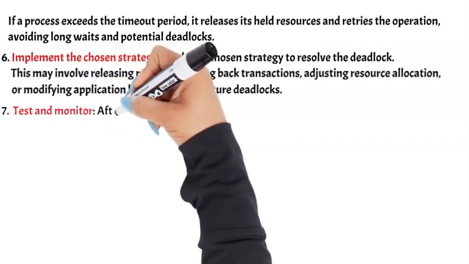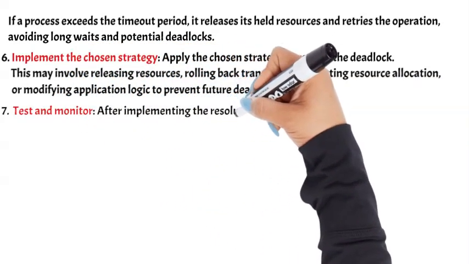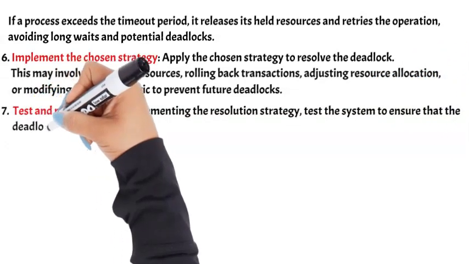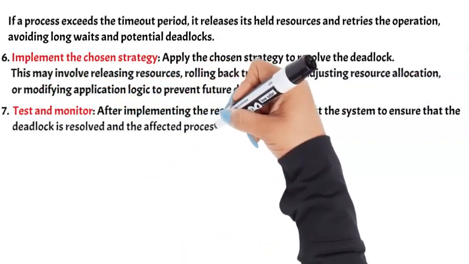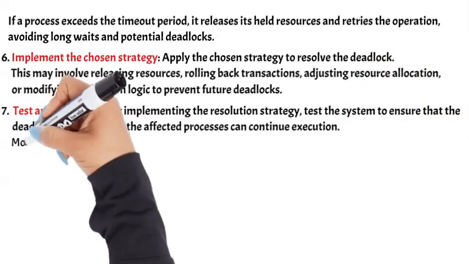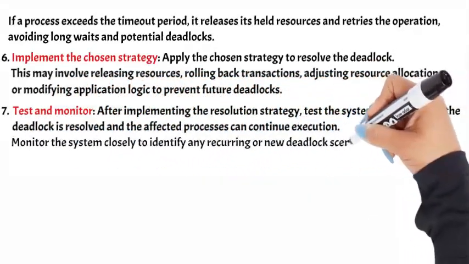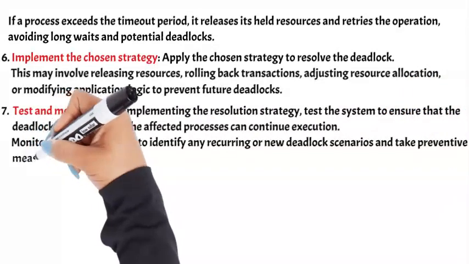7. Test and monitor. After implementing the resolution strategy, test the system to ensure that the deadlock is resolved and the affected processes can continue execution. Monitor the system closely to identify any recurring or new deadlock scenarios and take preventive measures.